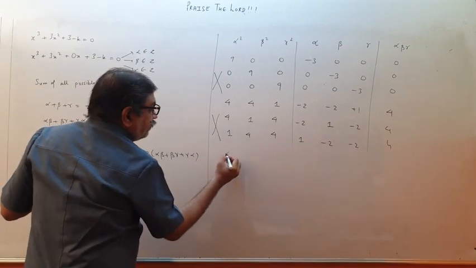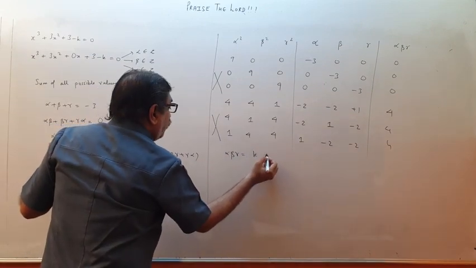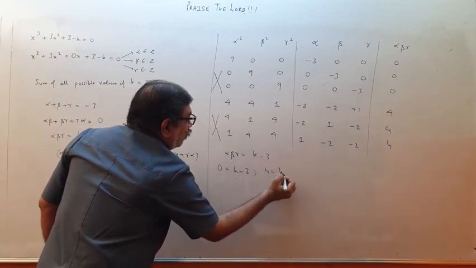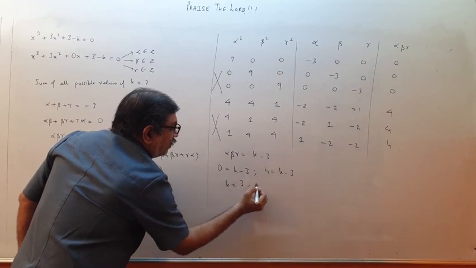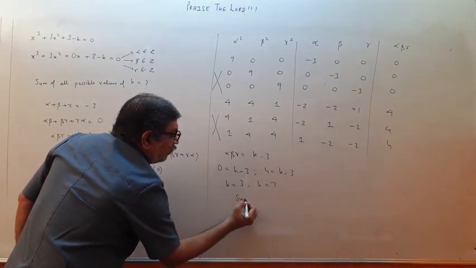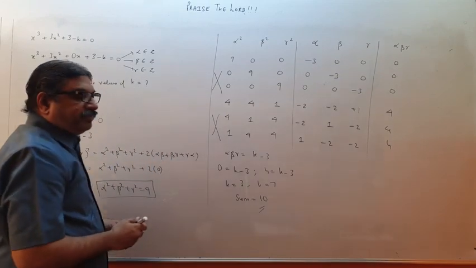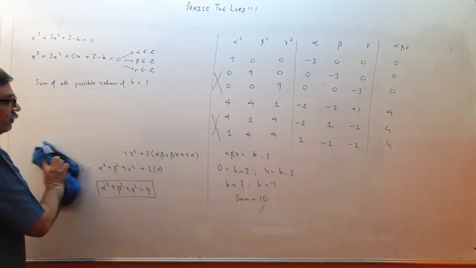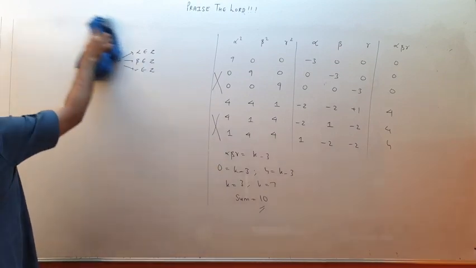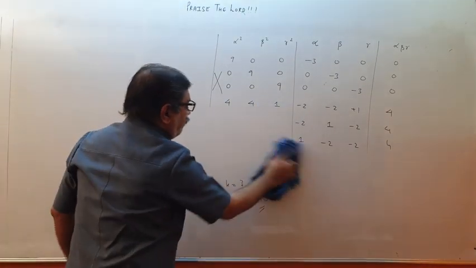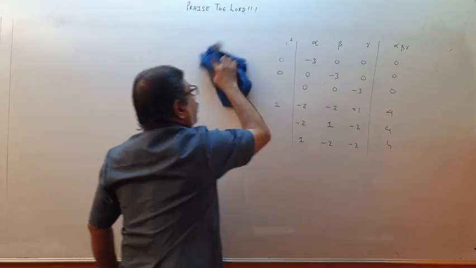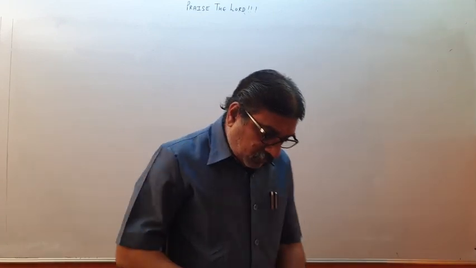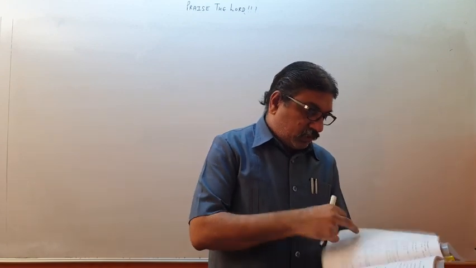So alpha, beta, gamma is k minus 3. That means 0 equals k minus 3 or 4 is equal to k minus 3. So k is equal to 3 or k is equal to 7. So sum of all the values will be how much? 10. Like this we get. This was a very interesting sum. Okay, this is done.